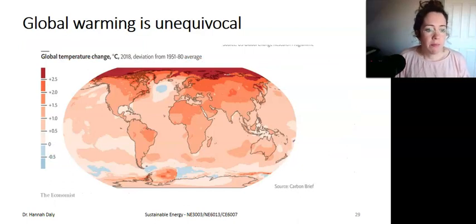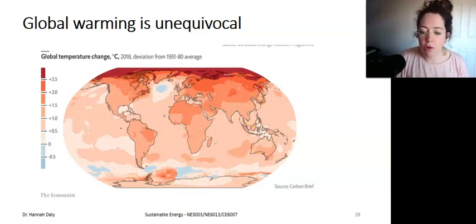So here is the global temperature change in 2018 and its deviation from the average between 1950 and 1980. You can see that there has been warming almost everywhere. These blue areas, there's been some slight cooling. And it's warming to a different degree in different locations.